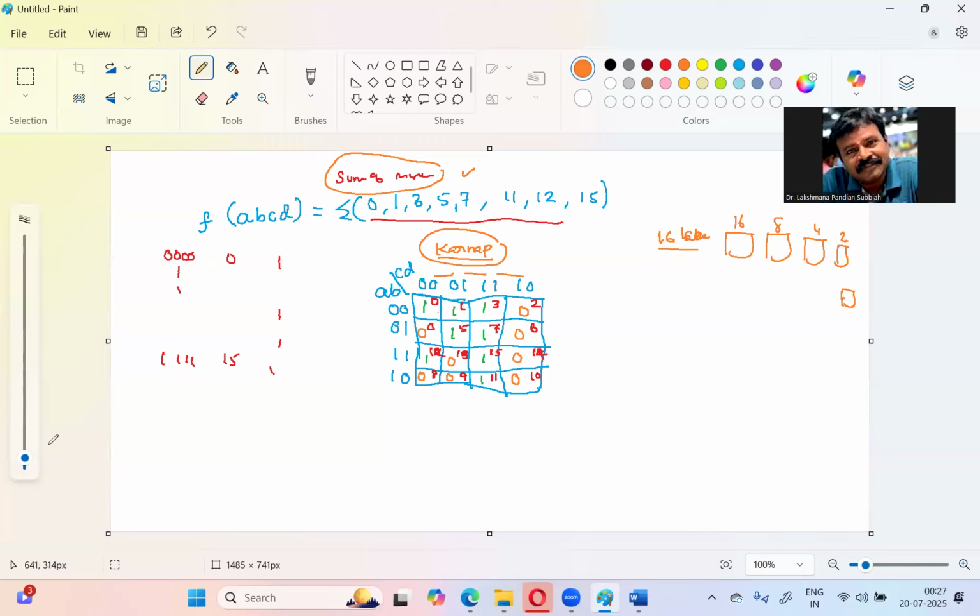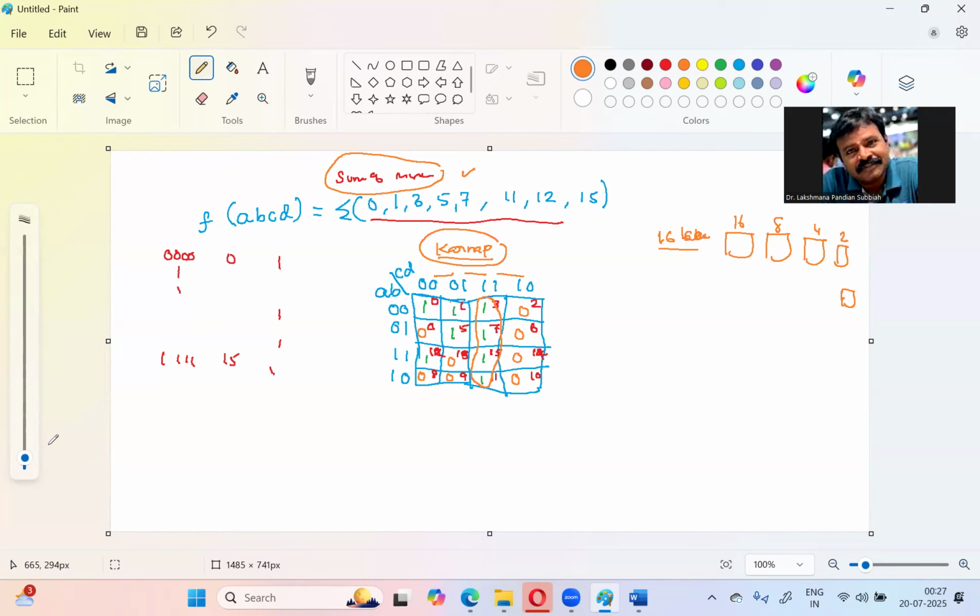Similarly, the four corners are adjacent. The first column and the fourth column are adjacent, and the first row and fourth row are also adjacent. Now, how do you make the combination? Here the possibility is that these four ones can be combined. We can make a group of four ones.